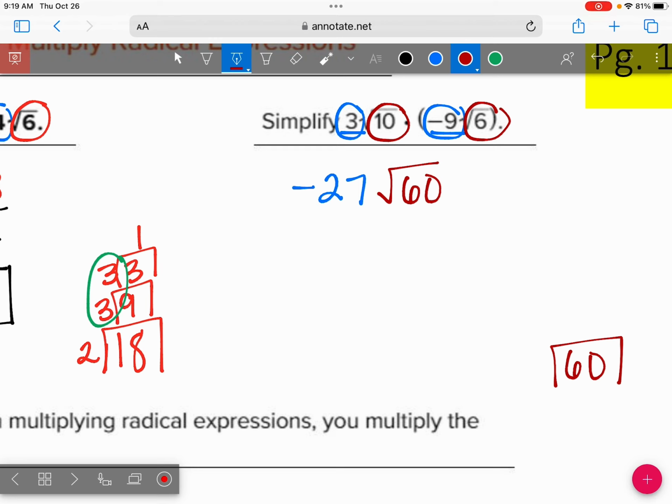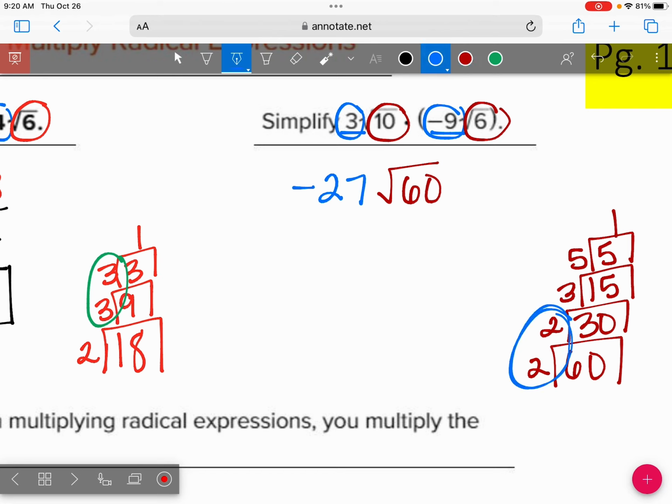All right, when I build my cake with the 60, I start off by dividing it by 2. 2 goes into 60 30 times. 2 goes into 30 15 times. 3 goes into 15 5 times. 5 goes into 5 1 time. So I have a pair that can come out.